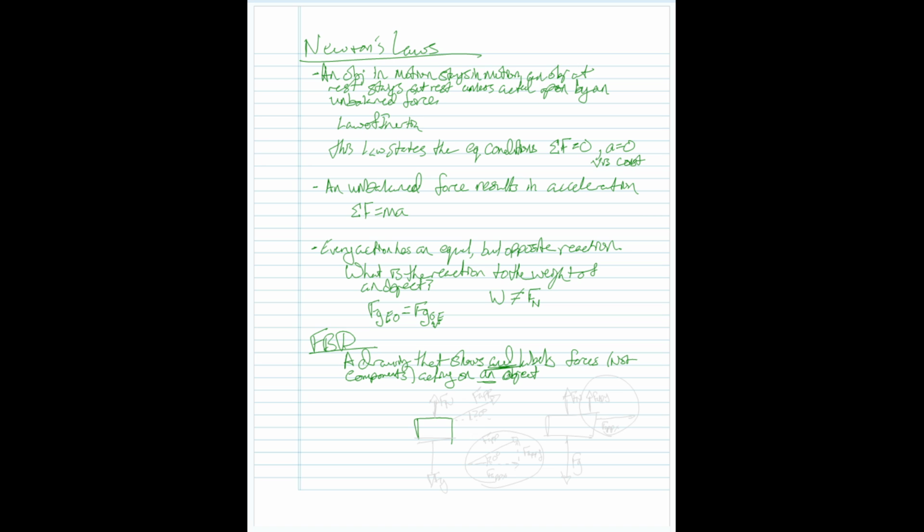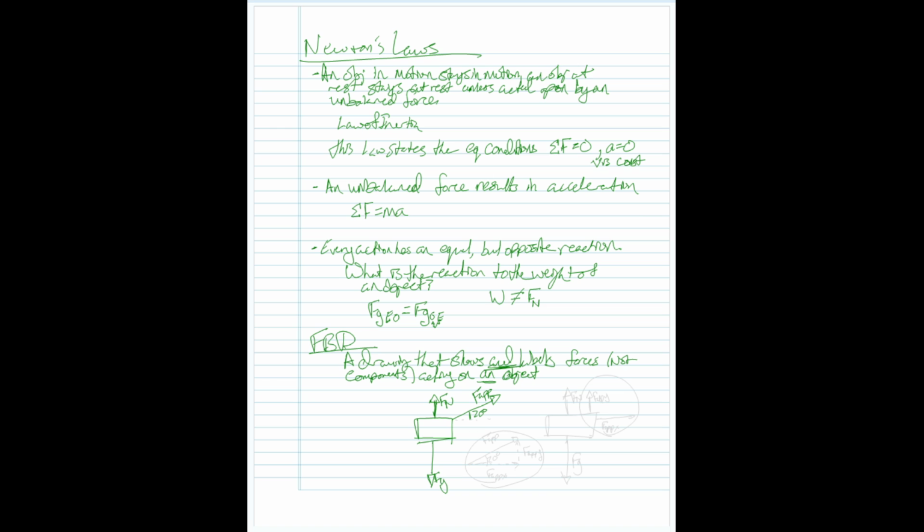So for an example, I have an object that's sitting on a surface. There is a gravitational force exerted towards the center of the Earth. There is a normal force exerted up. And I'm pulling on it with a rope that is at an angle. Let's say it's a 20-degree angle.